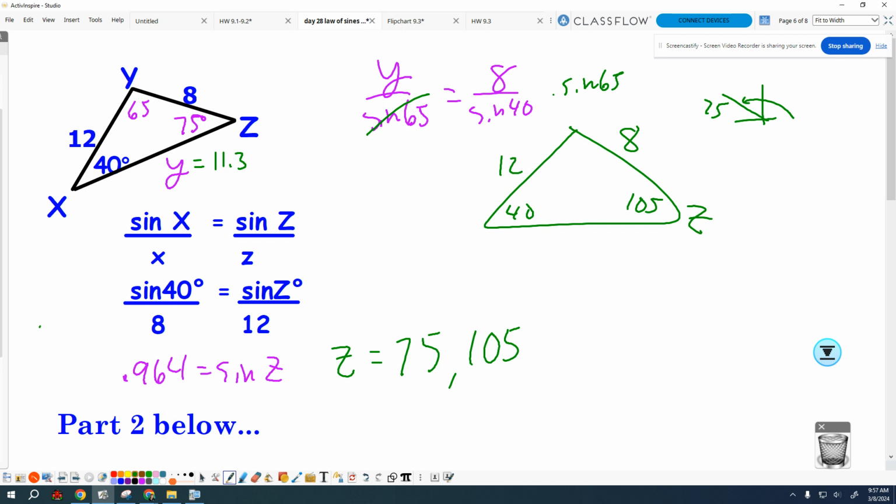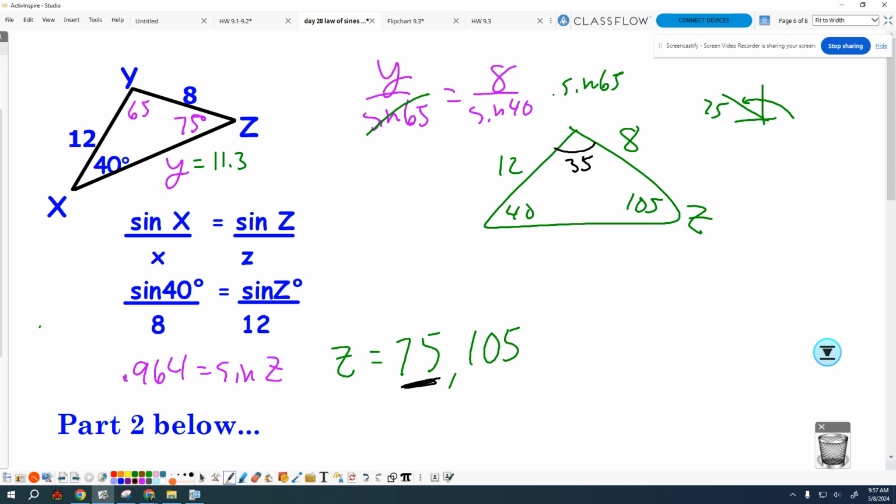Oh, bummer. So this is an ambiguous case. Roscoe, how big is that angle? 35 degrees. So on your Delta Math homework, there are things called the ambiguous case. And they're going to ask you, how many triangles could you have made? 0, 1, or 2?